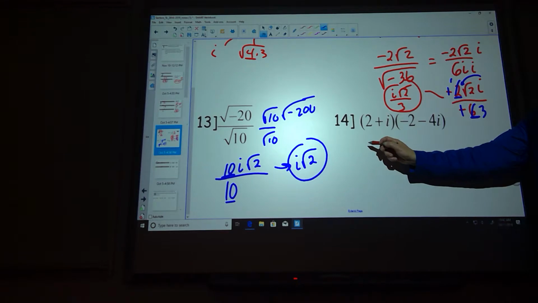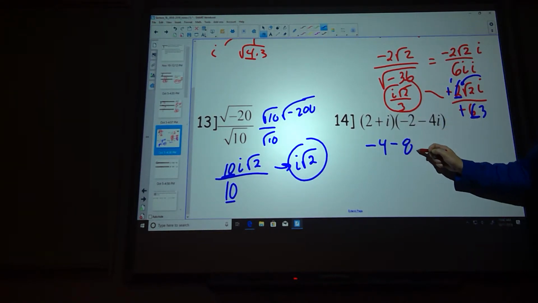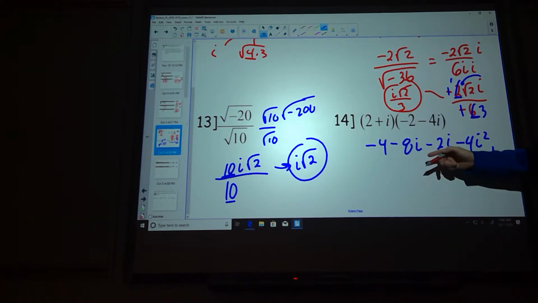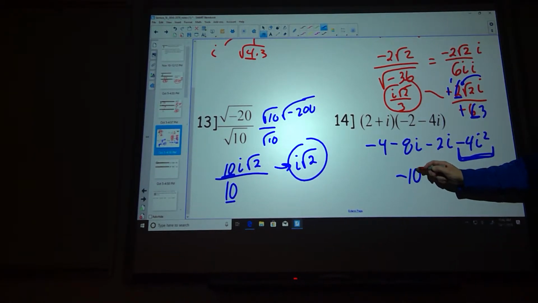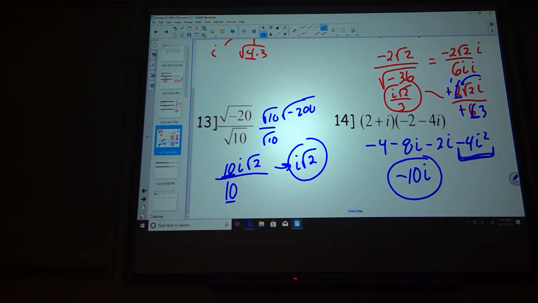FOIL. 2 times negative 2, negative 4. Outside, I get negative 8i. Inside, I get negative 2i. Minus 4i squared. Okay, you're going to have some like terms. What is this right here going to turn into? Positive 4. So positive 4 and negative 4 is 0. So I'm going to get negative 10i. I guess I could put 0 minus 10i if you wanted to.